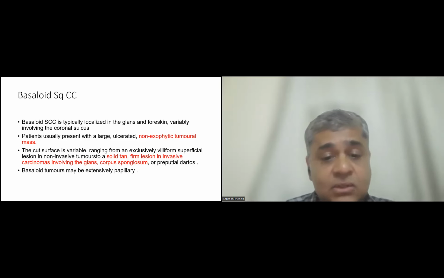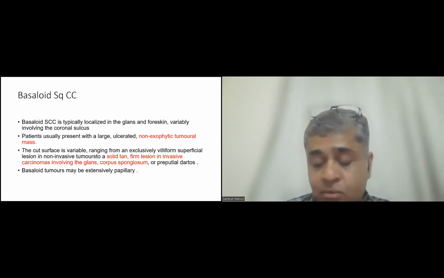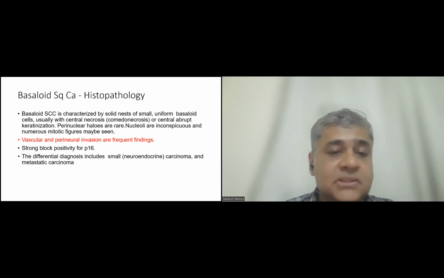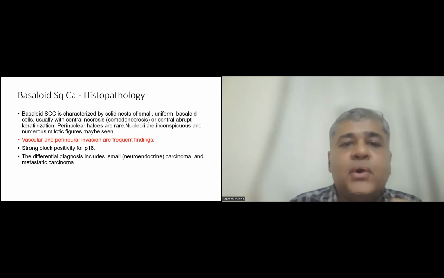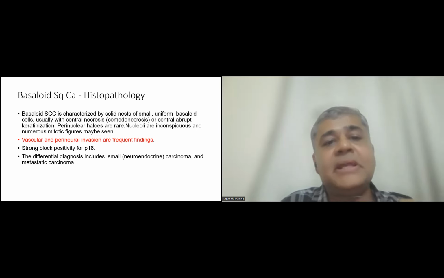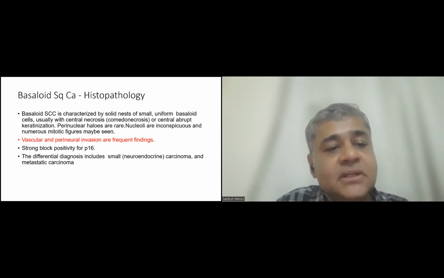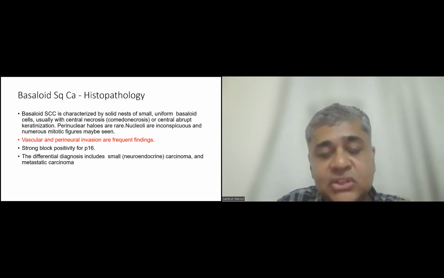They involve the glans and corpus spongiosum, and sometimes they may be excessively papillary, when they are known as papillary basaloid squamous carcinomas. The clinically relevant point is that many of these basaloid carcinomas are deeply invasive. They have vascular and perineural invasion, which are again prognostically important, especially the presence of LVI.